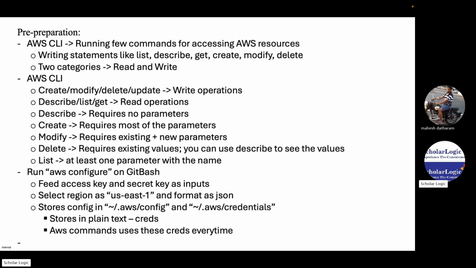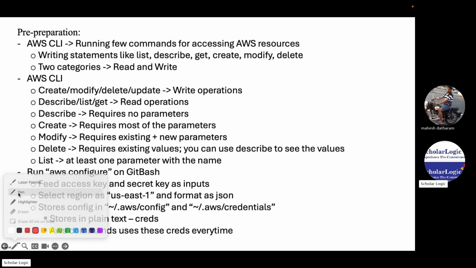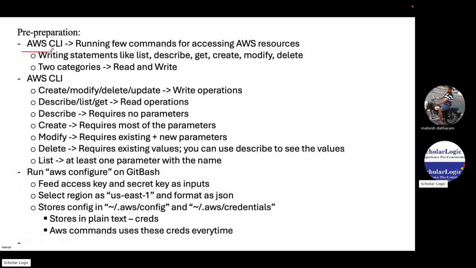And one of the prerequisites for using Terraform is authentication credentials. Say we saw AWS CLI already, right? How do we do authentication through AWS CLI? First of all, we create IAM credentials in AWS, and those credentials we store in the Git Bash, and whenever we are executing, we use those credentials.